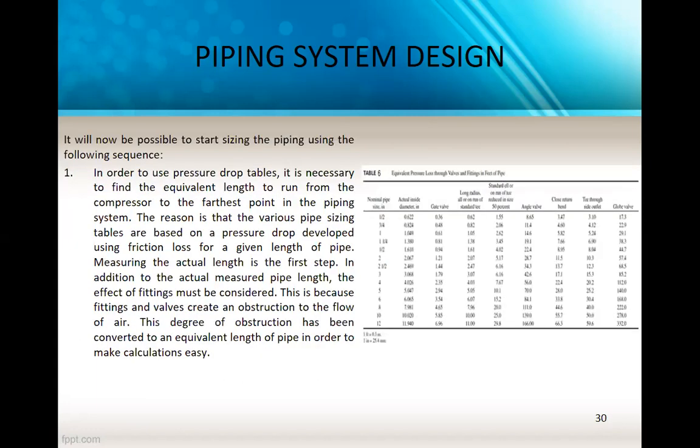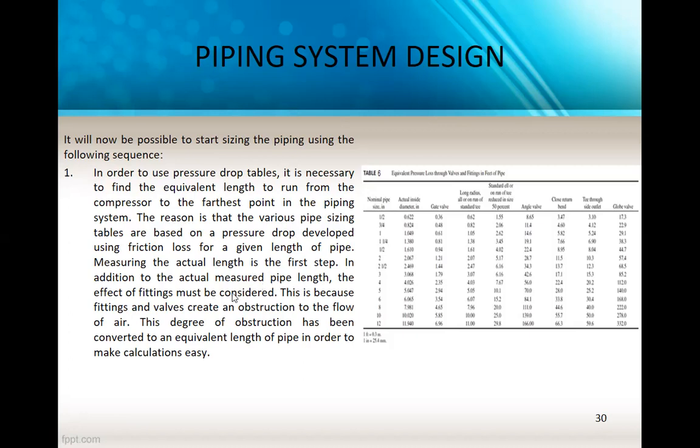So it will now be possible to start sizing the piping using the following 6 points. One, in order to use pressure drop table, so equivalent length, it is necessary to find the equivalent length to run from the compressor to the farthest point in the piping system. The reason is that the various pipe system sizing tables are based on a pressure drop developed using friction loss for a given length of pipe. Measuring the actual length is the first step.